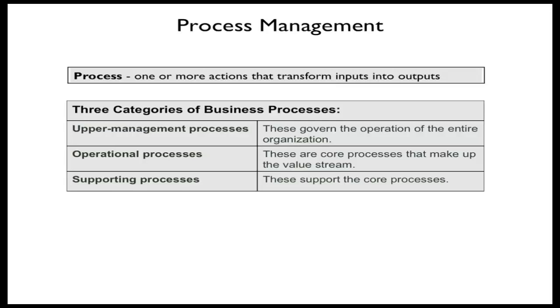So let's talk about process management. There's 3 categories of business processes. There's the upper management process. These govern the entire operation of the organization. Operational processes, these are like the core processes, and then supporting processes.